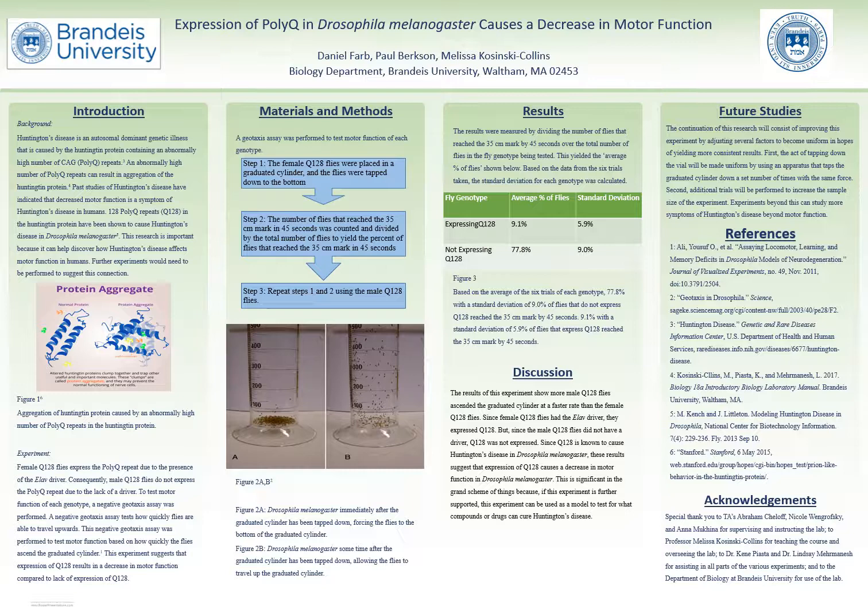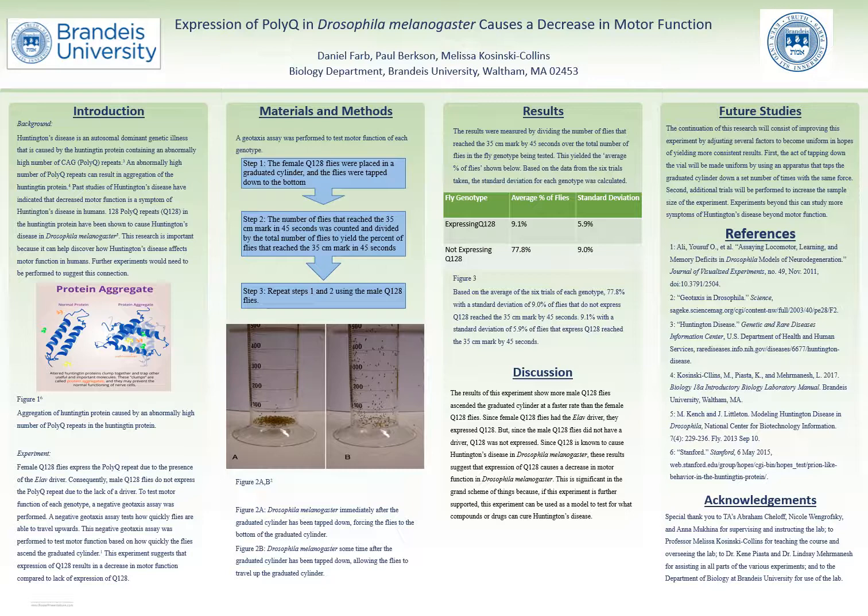Figure 3 shows that on average, 77.8% with a standard deviation of 9.0% of male flies reached 35 centimeters in 45 seconds, while only 9.1% with a standard deviation of 5.9% of female flies crossed the line. These results show that a much higher percentage of males reached the indicated line compared to the females.